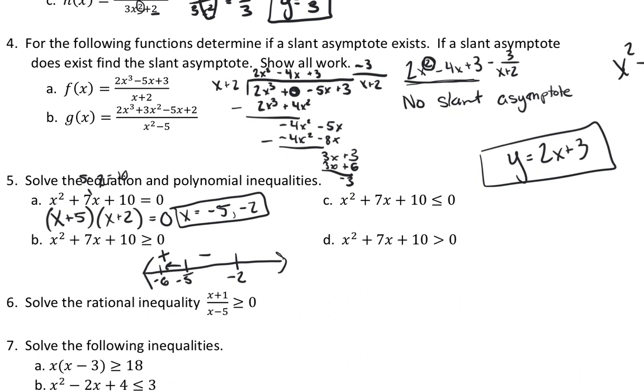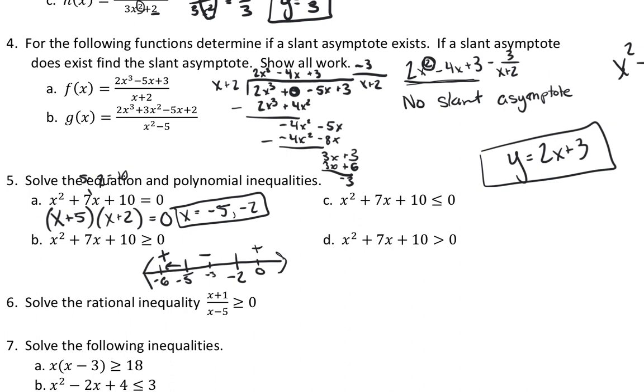If I were to plug in -3, I would get -2, and that's a negative number. And then on this side, if we plug in 0, we get 10, so that's a positive number. So everywhere before -5 is positive, between -5 and -2 we're negative, and we're positive after -2. So B is asking where we're greater than 0.